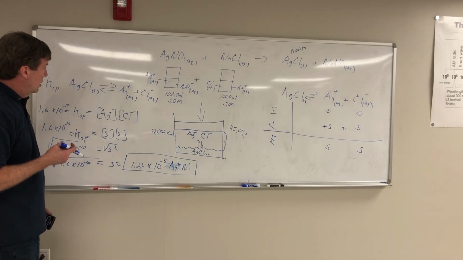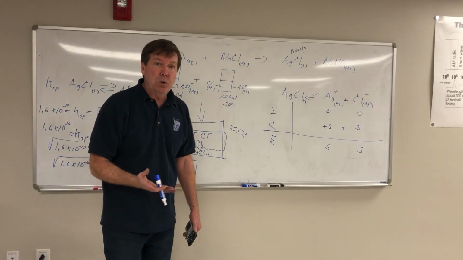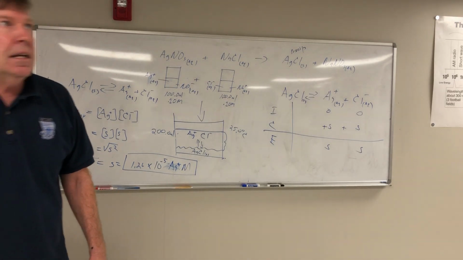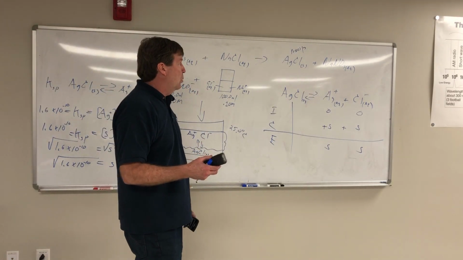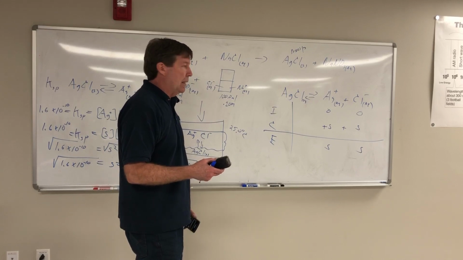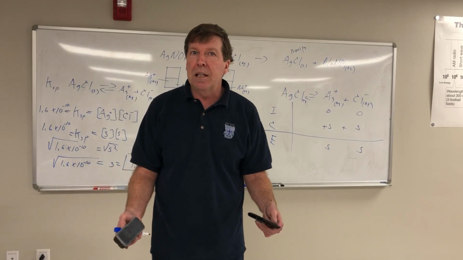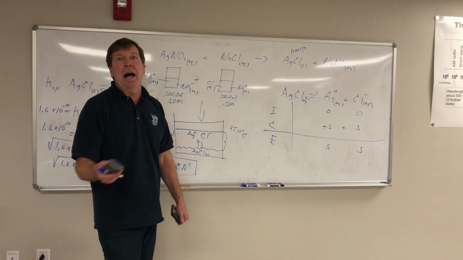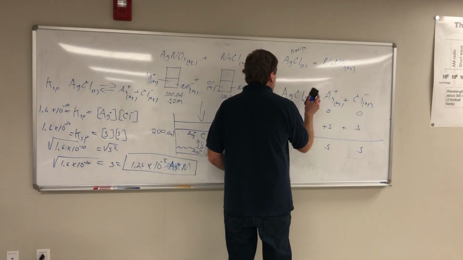All right. What if we have a different situation? What if we have, let's take for example, lead(II) nitrate. Let's take that cool precipitation reaction that we looked at, where you get the yellowish lead(II) iodide precipitate. How does that look?